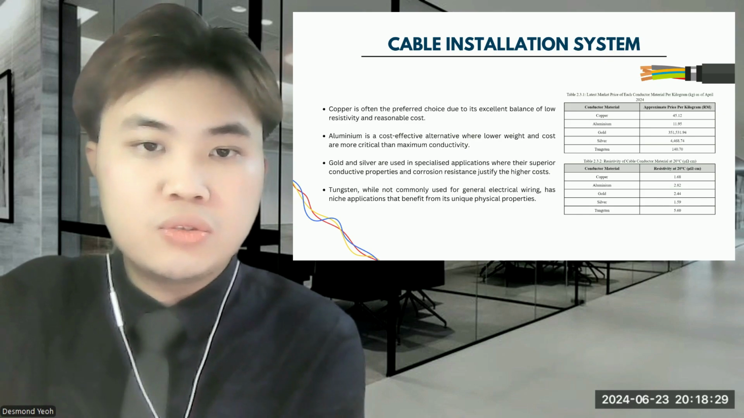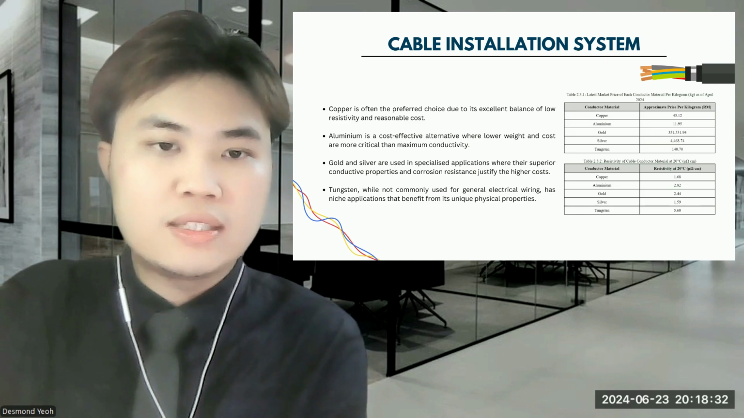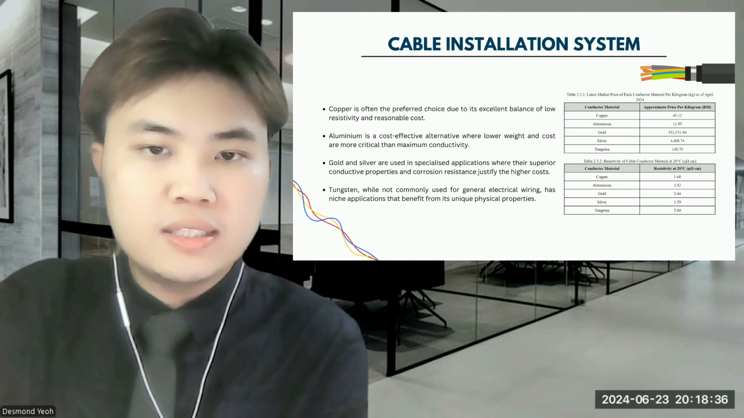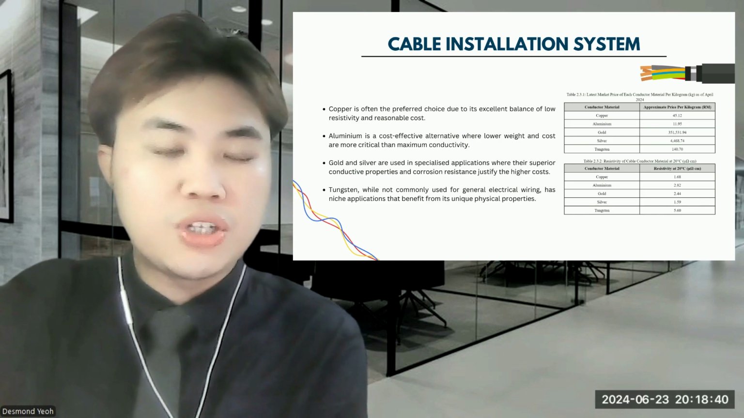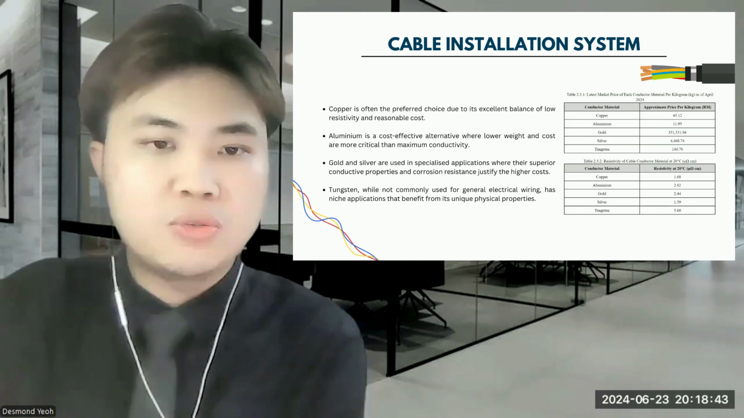Gold and silver are not used due to their high cost. However, in specialized applications, gold and silver could be considered for their superior conductive properties and corrosion resistance. Tungsten, while not commonly used for general electrical wiring, has niche applications that benefit from its unique physical properties.